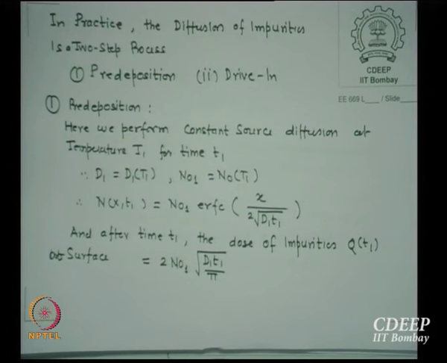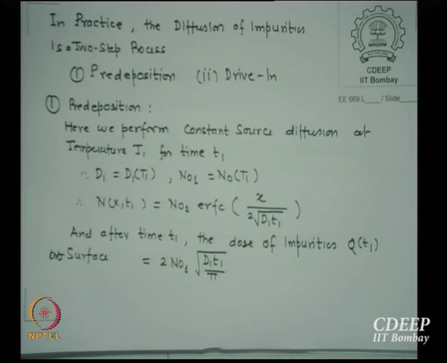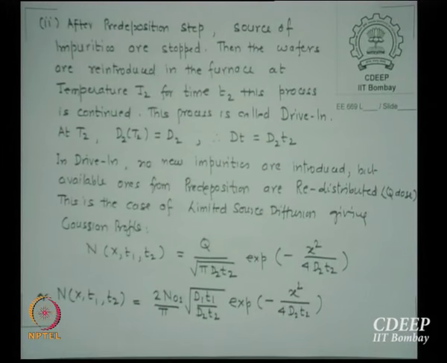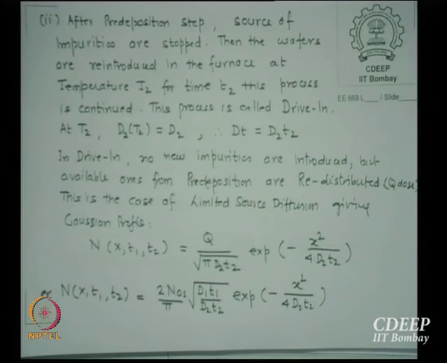So I fix those. This is all that we did. Just now I did, I am just rewriting that. Pre-deposition is essentially a constant source diffusion for a given time t1 at temperature T1, for which N0 is known, and therefore I know the surface concentration. After the pre-deposition step, the second step is, since the source of impurities is now stopped, I put the wafer inside the furnace, we'll show the technology, and for a while I allow impurities to get in, for a given temperature and time cycle.